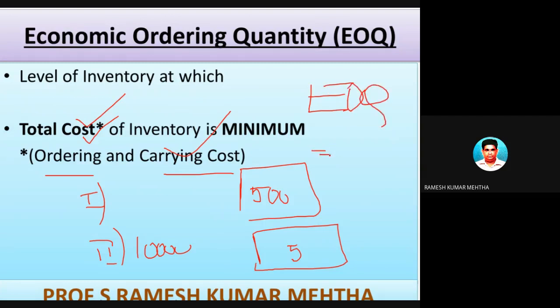The formula for economic order quantity is given by 2AO by C. As I already told in the previous class, it is 2AO by C, and there is even a mechanism or a process to derive this particular formula, but we are not interested in that one. So what is A? A is annual consumption of the material, O is ordering cost, and C is carrying cost. So this is the formula for you.